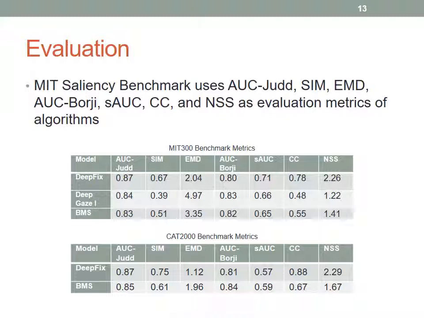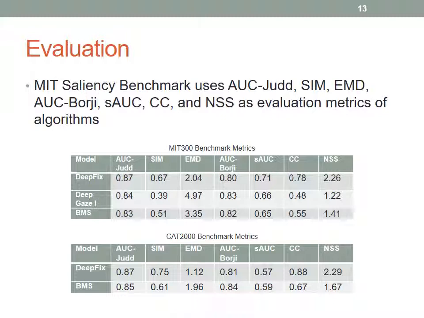SIM is the similarity or the histogram intersection. EMD is the Earth mover's distance. That is calculating basically the cost and how much work it takes for you to transform the saliency map into the fixation map. So a higher similarity score is good. A score of 1 is perfect, 0 is no similarity at all. An EMD of 0 means it's a perfect match. There's no transformation necessary to go from the saliency map to the fixation map.